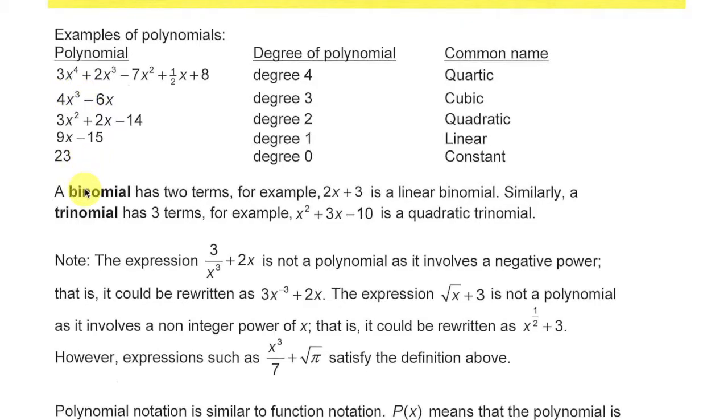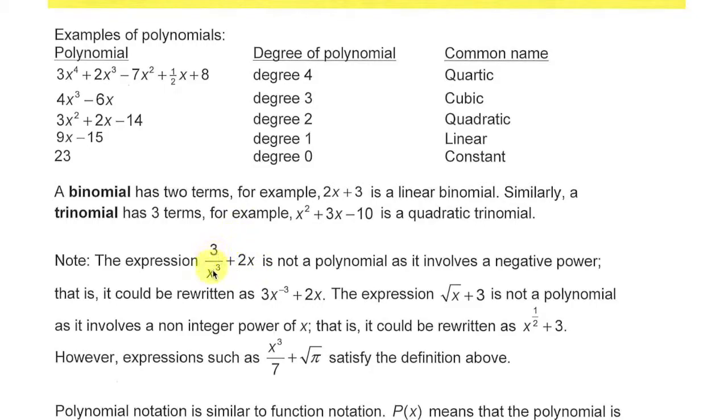A binomial is any kind of expression that has two terms. As an example, 2x plus 3, I have two terms. In this case, we refer to it as being a linear binomial. X squared plus 3x minus 10 is an example of a quadratic trinomial. The highest power of X is 2, so therefore quadratic, and there are 3 terms to it.